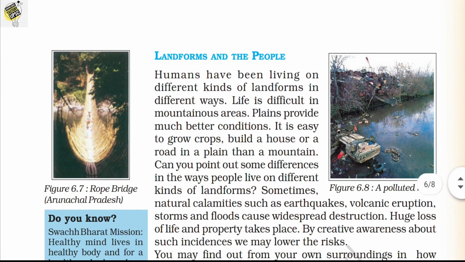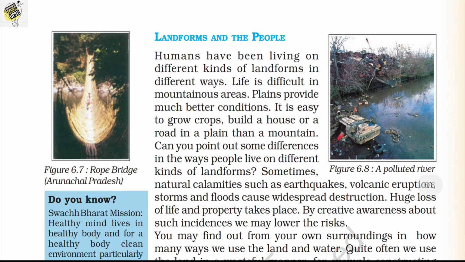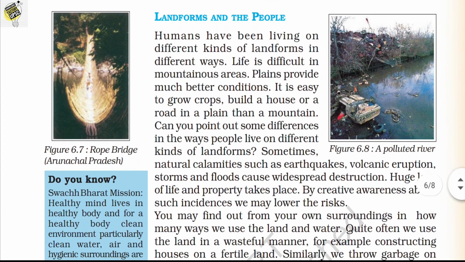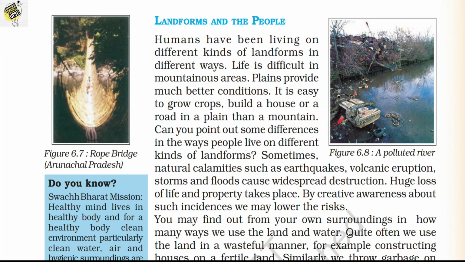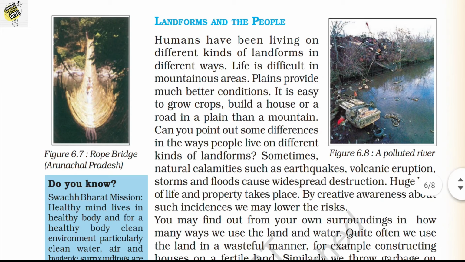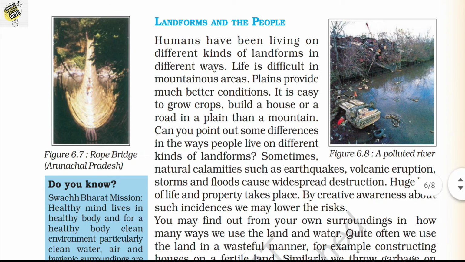Okay, so let's move to the last topic, that is the landforms and the people. That means under this heading we can find how the people live in different areas. It's a simple concept we can discuss. Humans have been living on different kinds of landforms in different ways. Life is difficult in mountain areas, while plains provide much better conditions. It is easy to grow crops, build a house or a road in the plain than in a mountain. Okay, so it is easy to build a house or a road in plain than a mountain.